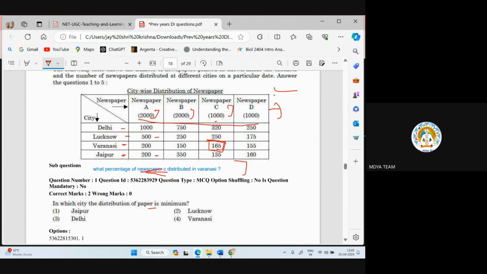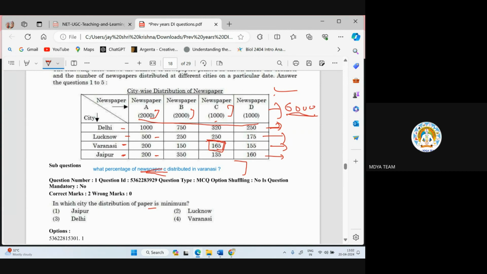6,000. Okay, 6,000 is the total number of newspapers distributed. Out of this 6,000, how many newspapers are distributed in Delhi? You will just add these values and get the number distributed in Delhi. If you add these values, you will get Lucknow. If you add these, you will get Varanasi. Similarly Jaipur. So you can find the minimum newspapers distributed this way.